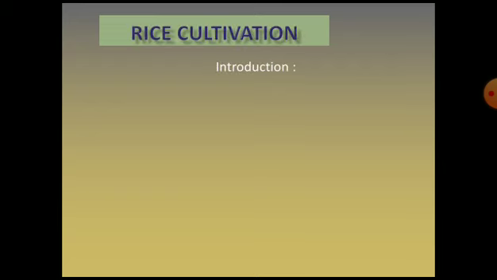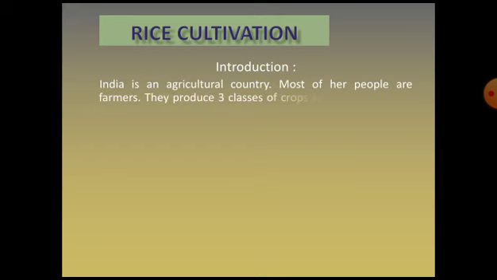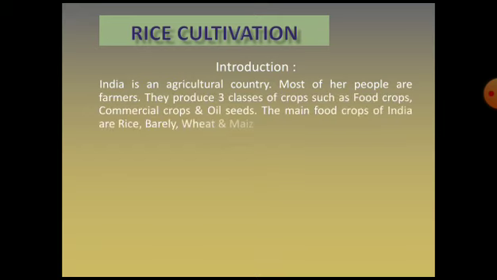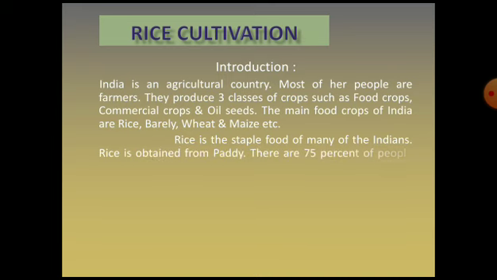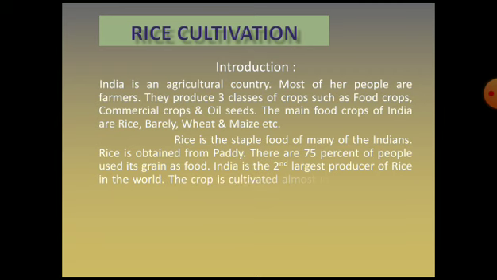Next is rice cultivation. Introduction. India is an agricultural country. Most of her people are farmers. They produce three classes of crops such as food crops, commercial crops, and oilseeds. The main food crops of India are rice, barley, wheat, and maize, etc. Rice is a staple food of many of the Indians. Rice is obtained from paddy. About 75% of people use its grain as food.